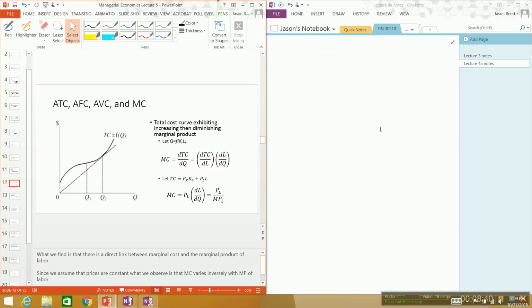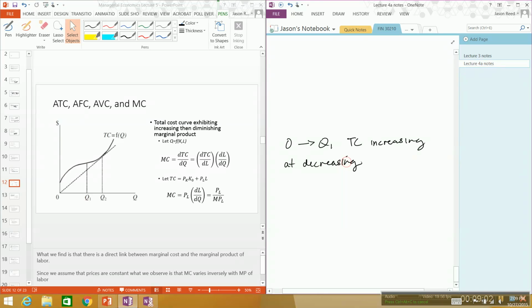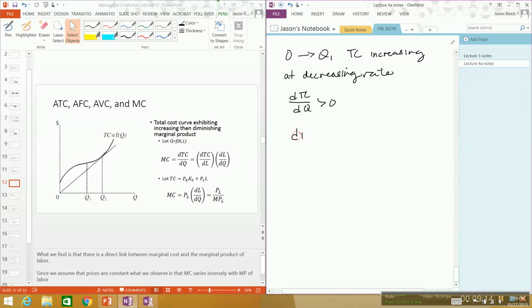Well, we first recognize that between 0 and Q1, total cost is increasing, but it's increasing at a decreasing rate. What does this mean for us? It means that the first derivative of total cost with respect to quantity has to be greater than 0 because it's increasing, but the second derivative has to be less than 0 because it's decreasing, right? And that makes a lot of sense to us.